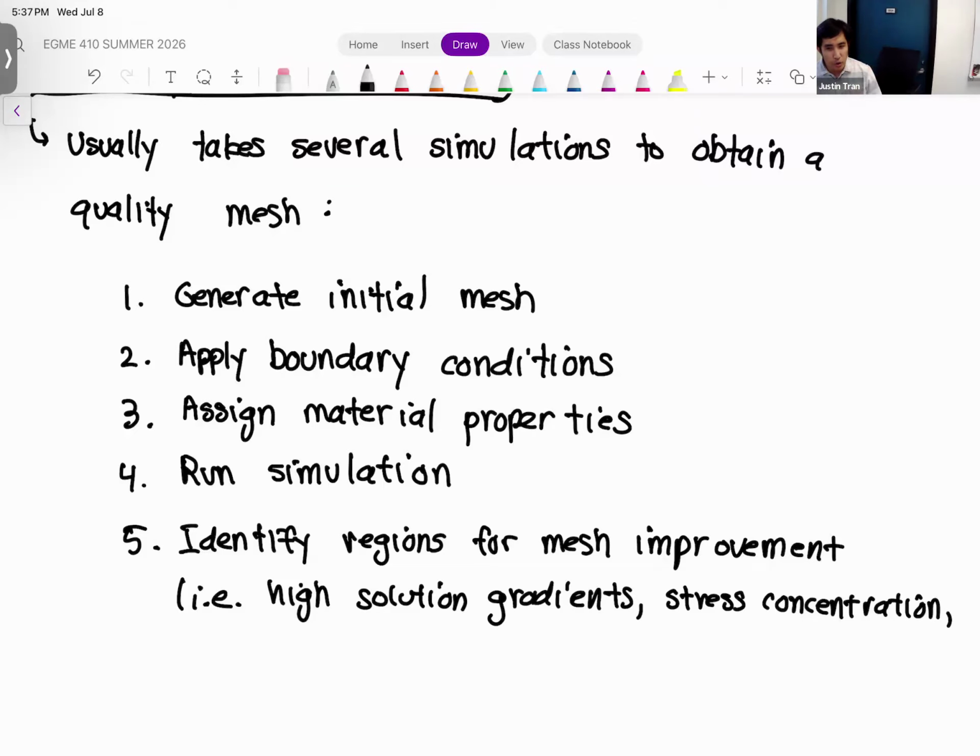Usually areas of stress concentration also correlate with areas of high solution gradients, because if you have a very high stress, usually it's only in a very localized region. We can also look at mesh quality for skewness. Remember, by itself, skewness isn't necessarily a bad thing, but if you have highly skewed elements in a region where you have high solution gradients, that's usually a good indication you need to refine the mesh. Etc.